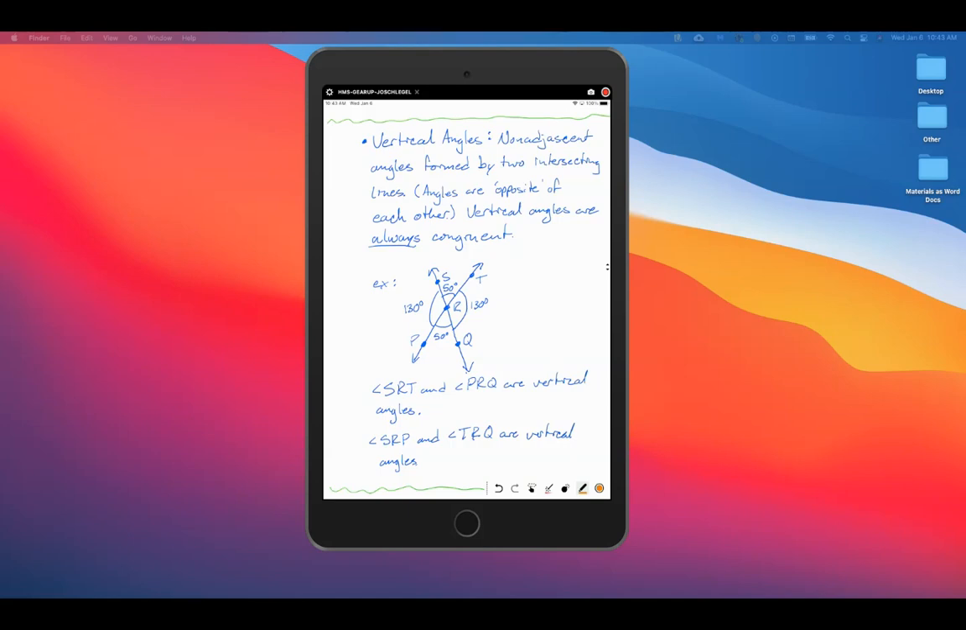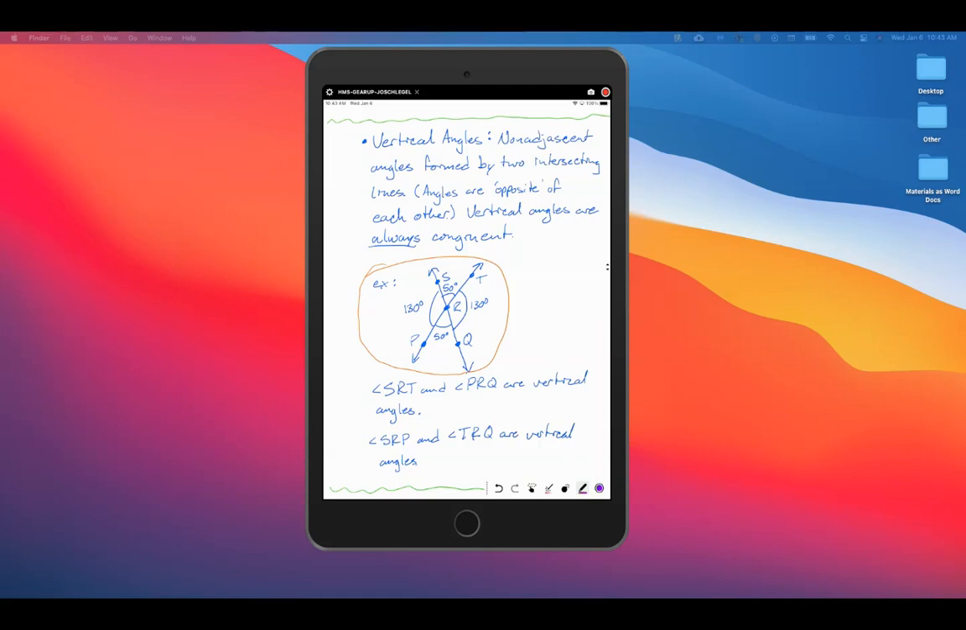So if we come down to our example, circled in orange, another way to say that is that vertical angles are opposite of each other. And they are also always congruent. So let's take a look and identify some vertical angles here.